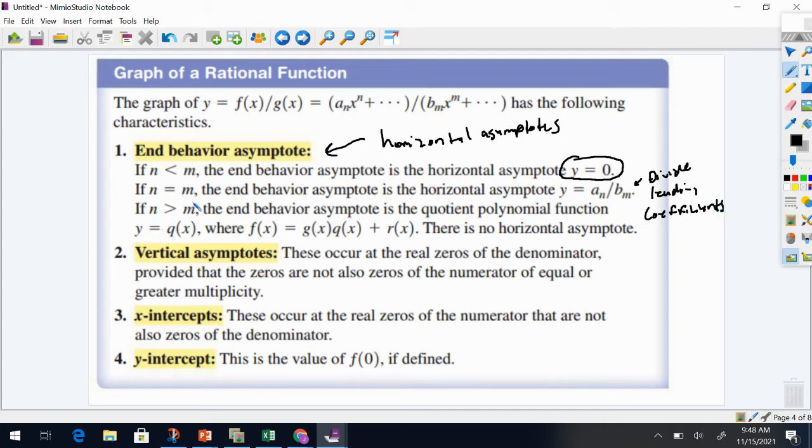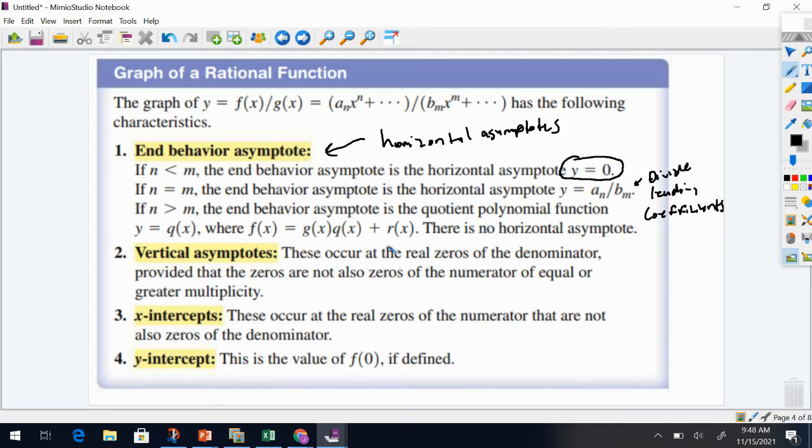And then if n is greater than m, we're not going to deal with this today, we'll talk about this next class on Wednesday. But if the degree of the numerator is greater than the degree of the denominator, the end behavior is a quotient polynomial function. There is no horizontal asymptote. We have what are called slant asymptotes or even quadratic asymptotes. We'll talk about that on Wednesday.